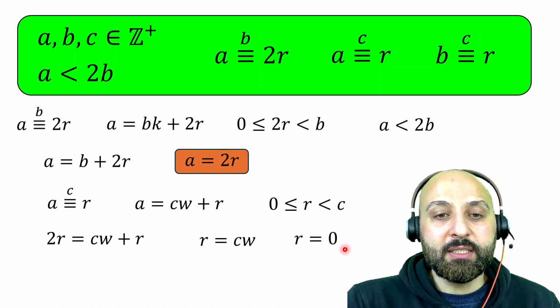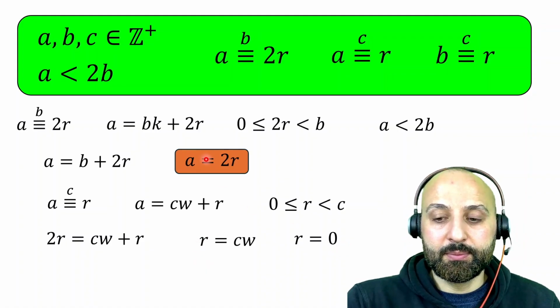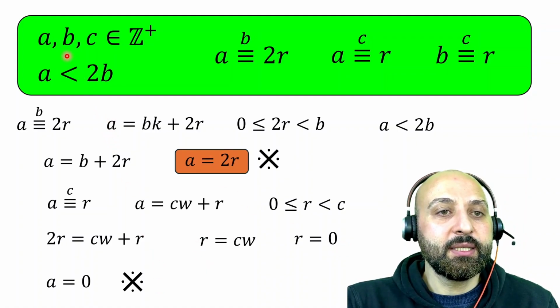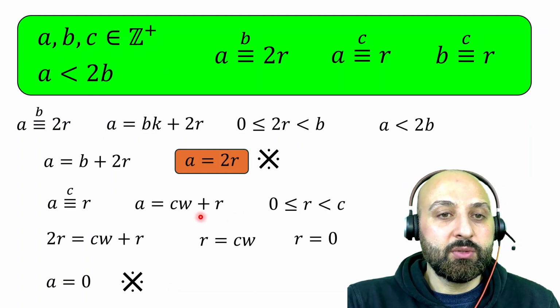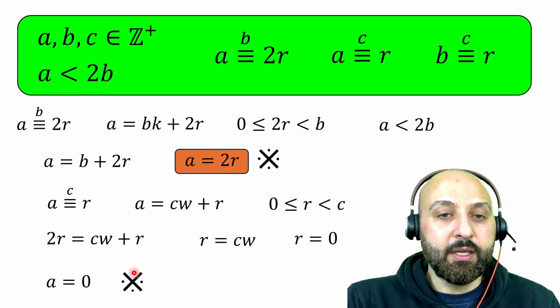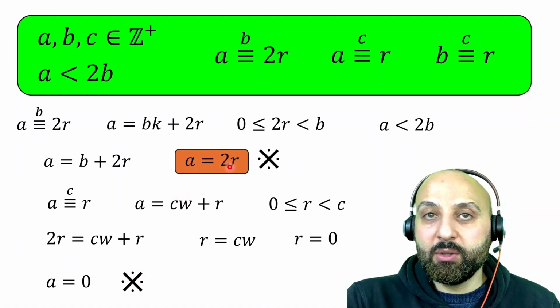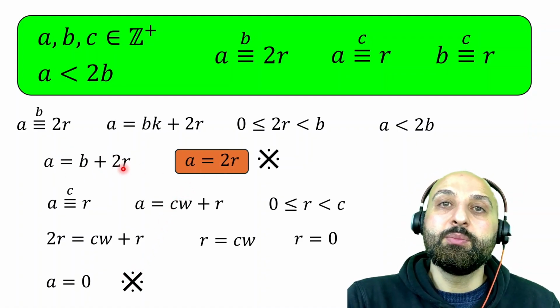So if r is 0, then it means a is 0. But this is a contradiction because the exercise says that a, b, c are elements of positive integers. So they have to be larger than 0. Therefore, we conclude that a cannot be equal to 2r. a has to be b plus 2r.